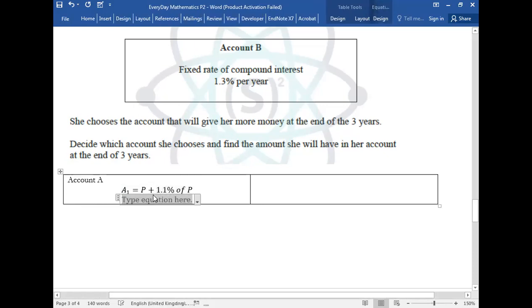So this can be simplified to 101.1% of principal. Principal itself is 100% of itself. उसमें उसी का 1.1% अगर डाल दिया तो 101.1% of principal. Is this agreed? हाँ?